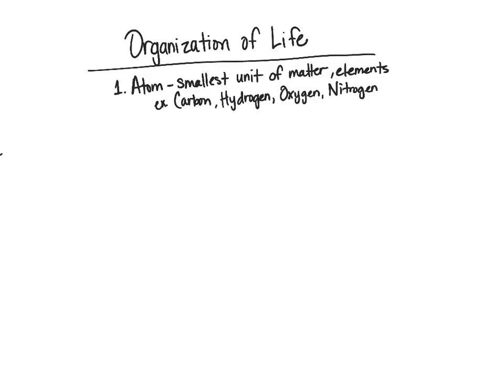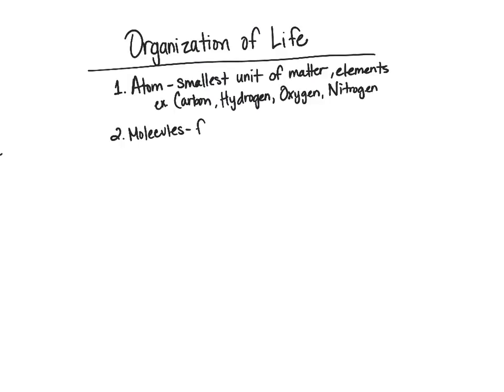So there are lots of other elements, of course. All of the elements are important to life. These are just the main ones. So our organization of life starts out as the smallest unit of matter, which is the atom. Then we move up to 2, which is molecules. So if we're talking about atom is the smallest unit of matter, then if we take atoms and we put atoms together, we get a molecule.